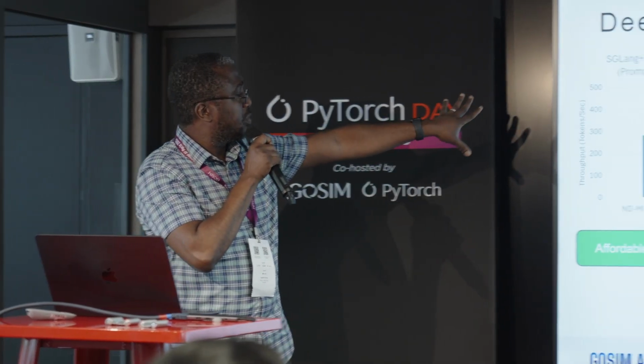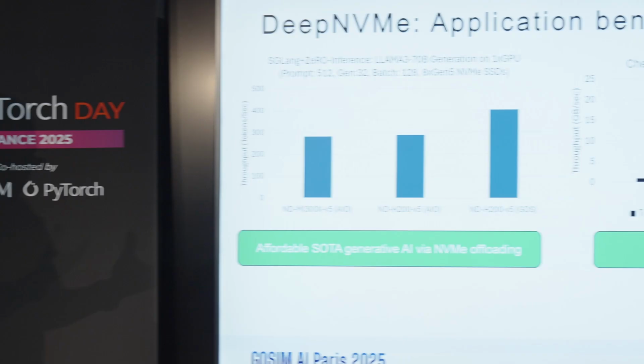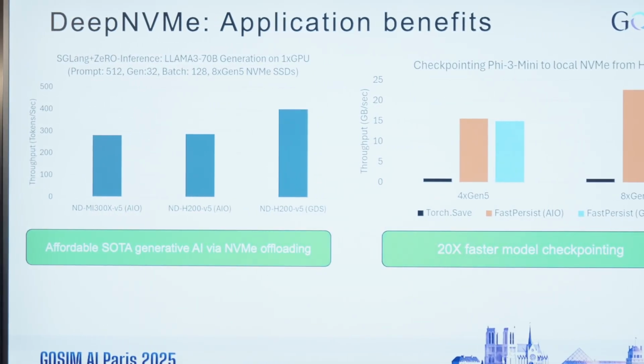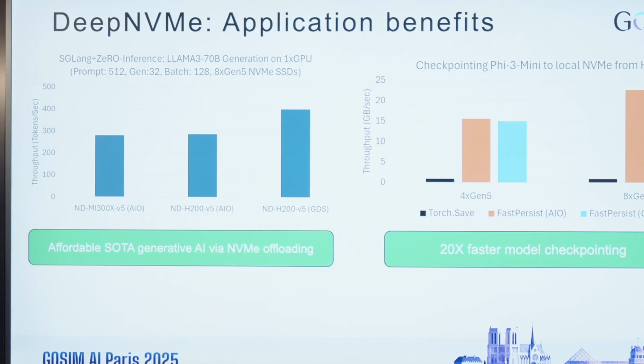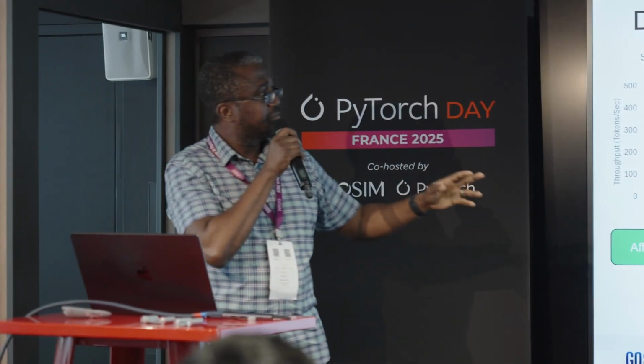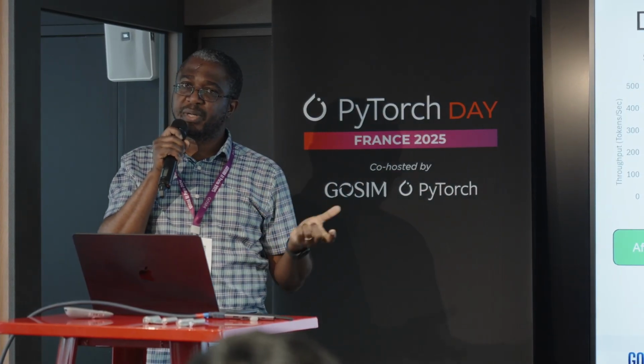Here are some application highlights, and I'll just wrap up. The one on the left shows NVMe offloading, which allows you to run inference on a very large model on a single GPU that you wouldn't have been able to do because it's not big enough. We integrated this into SGLang, so you can use this for throughput-based offline inference. And over there, we're showing about a 20x faster model checkpointing compared to PyTorch.